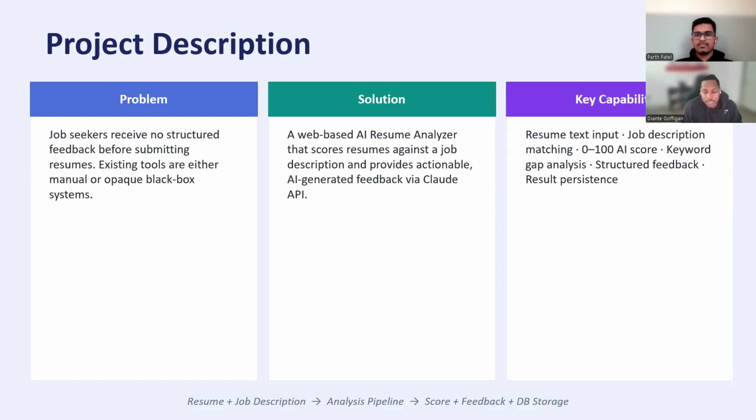Our solution is a web-based AI resume analyzer that accepts resume text and a job description, runs it through an analysis pipeline, and returns a score from 0 to 100, keyword gap analysis, and plain text improvement suggestions, all powered by the Claude API from Anthropic. Results are also persisted to a PostgreSQL database.